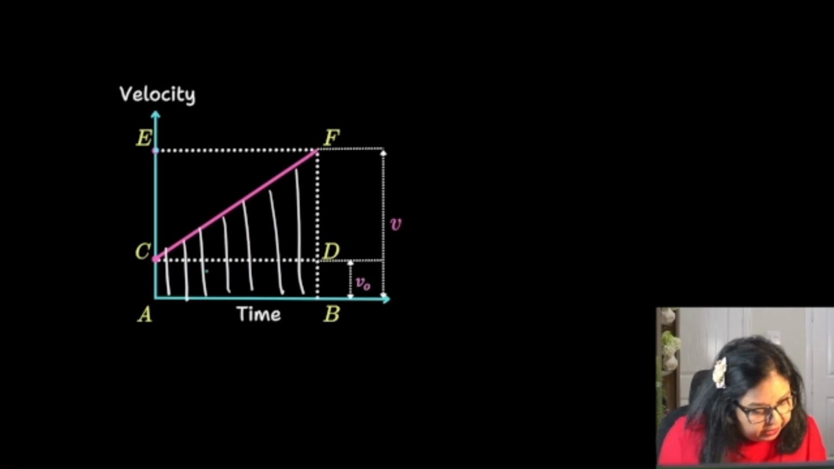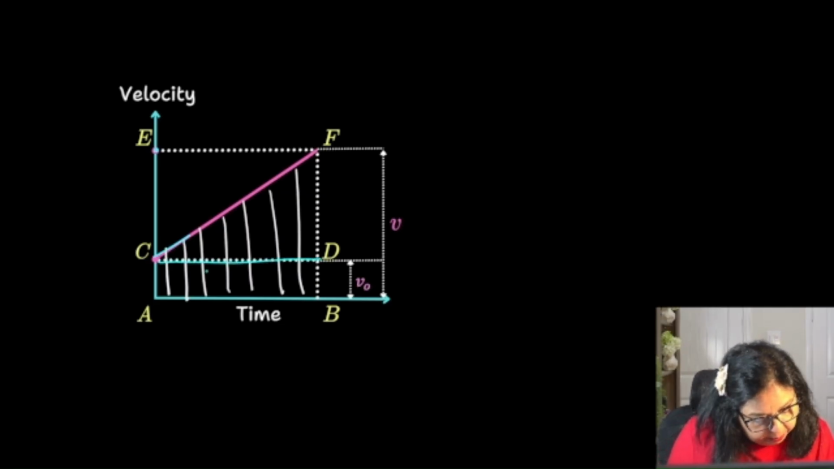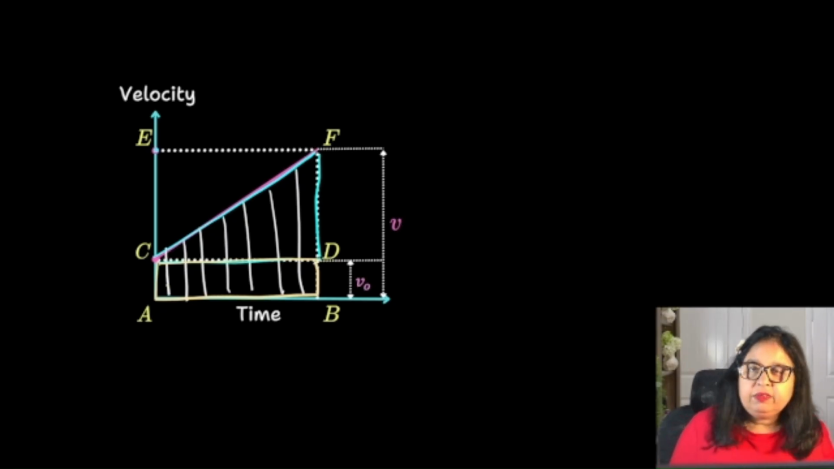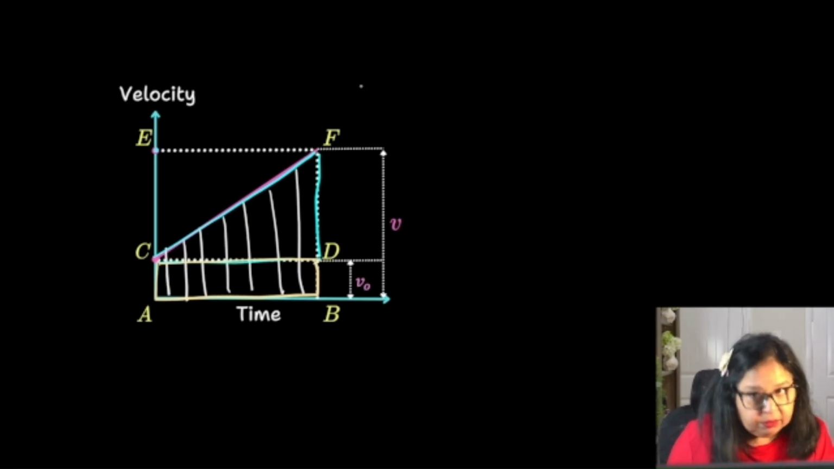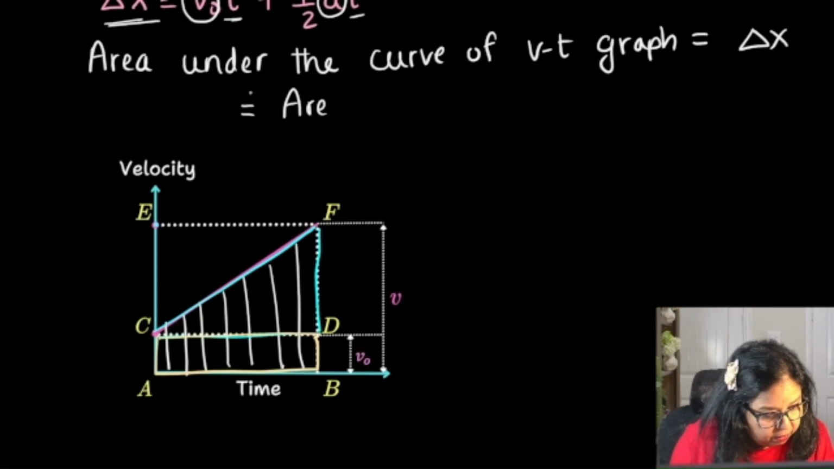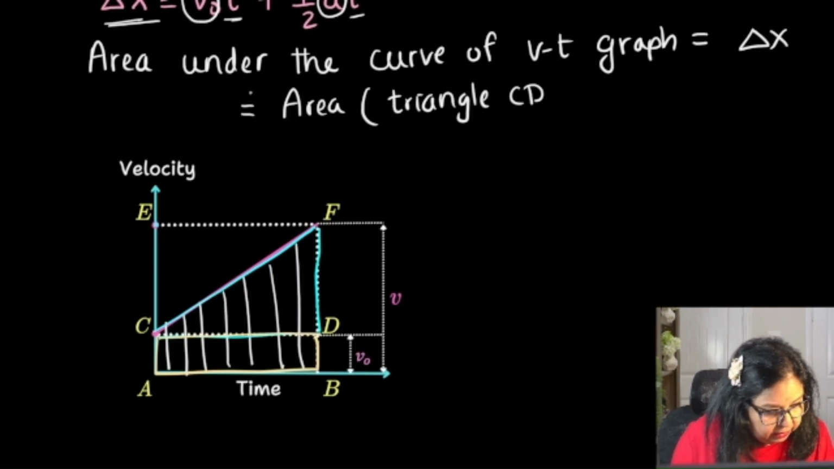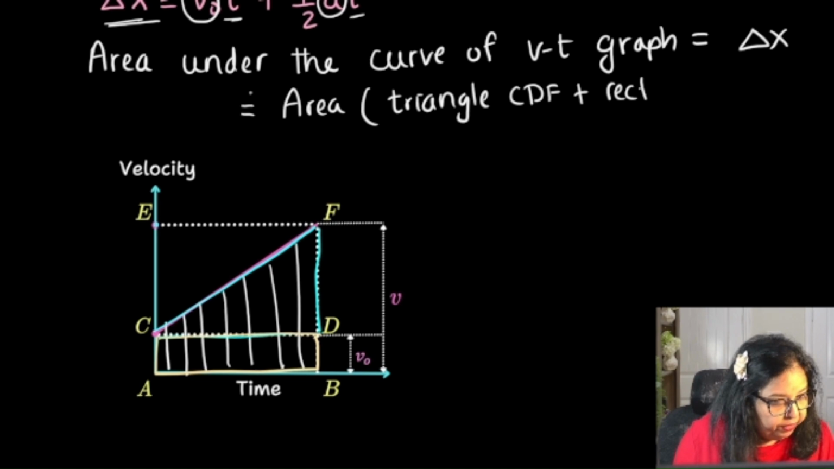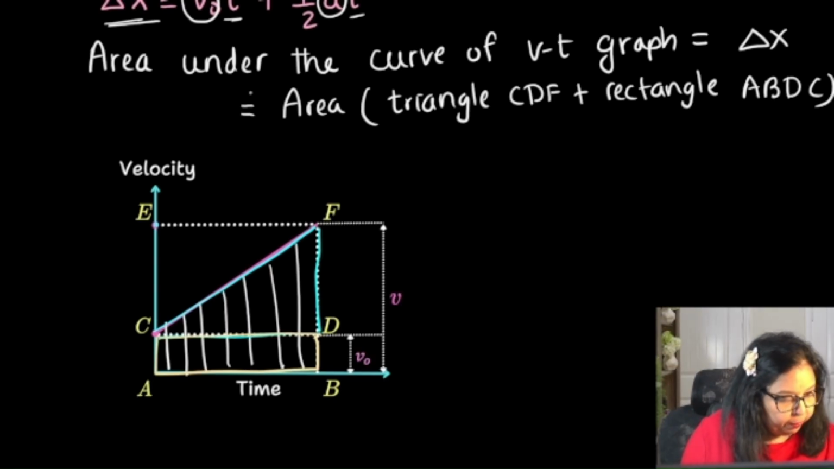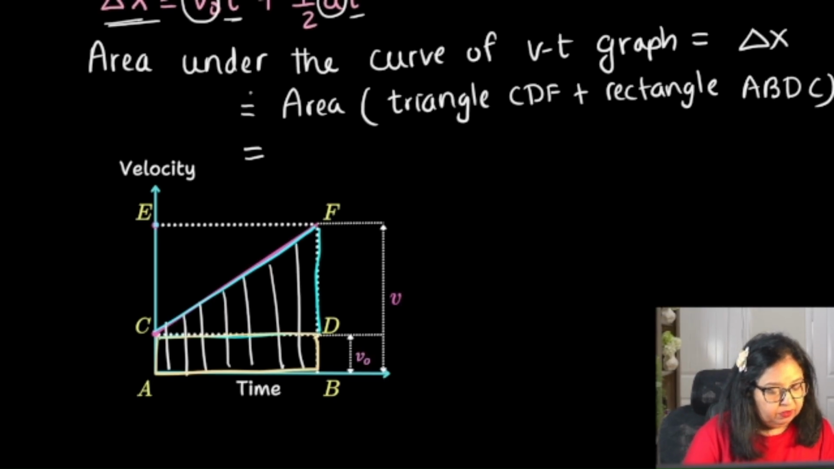Now this area, as you can see, can be divided into two parts. It can be divided into the area of this triangle, which is CDF, and the area of the rectangle. Which rectangle? ABDC. That's exactly what we're going to do. The area under the curve, we're going to divide it into two pieces. Area of triangle. Which triangle? CDF plus area of rectangle. What rectangle? ABDC.